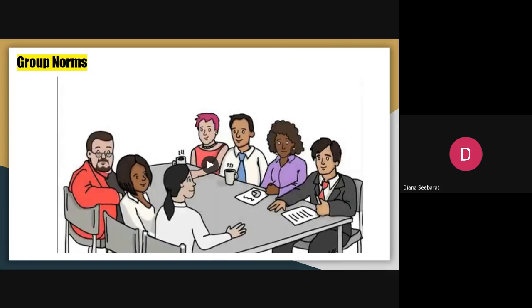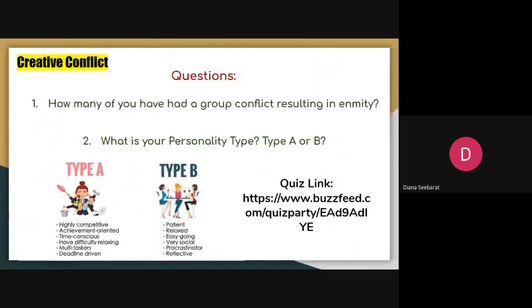By defining what social behavior lies within acceptable boundaries, norms can help a group function smoothly and face conflict without falling apart, according to Hayes 2004. So, I have two questions to ask in the next slide. The first one is, how many of you had a group conflict resulting in enmity? It could be outside of Costat or in Costat, but you had a group conflict and it just did not end good.